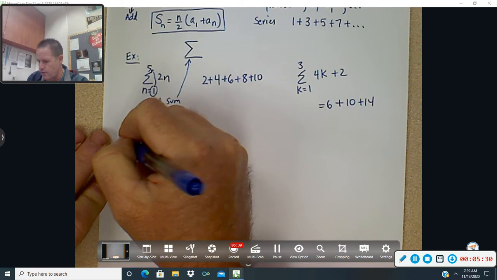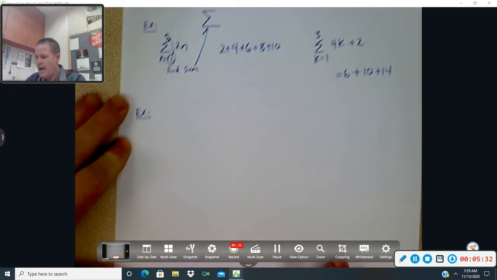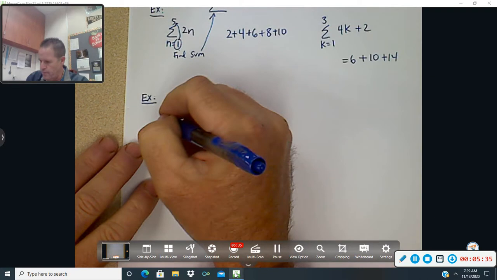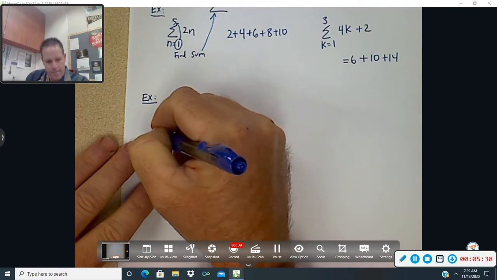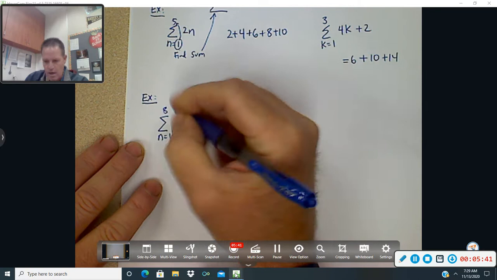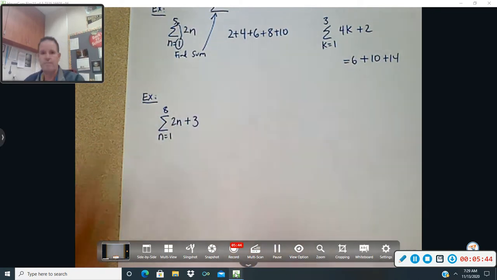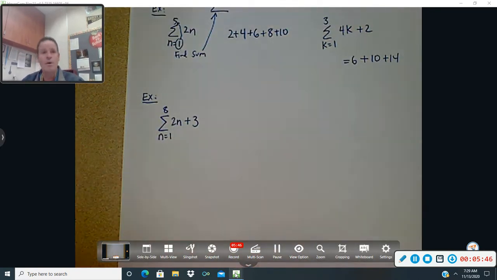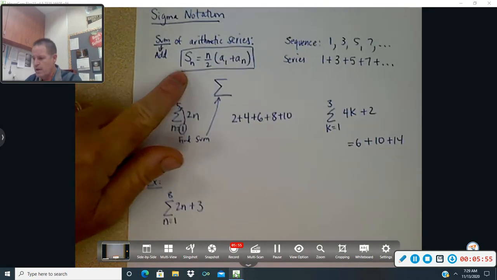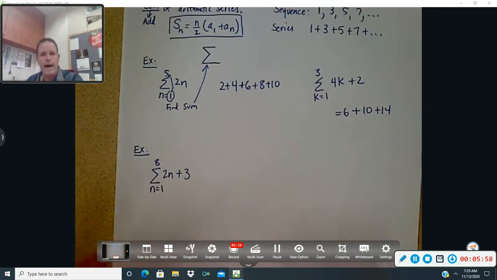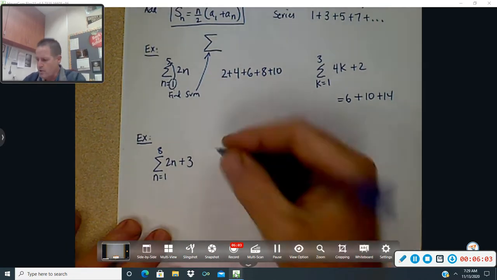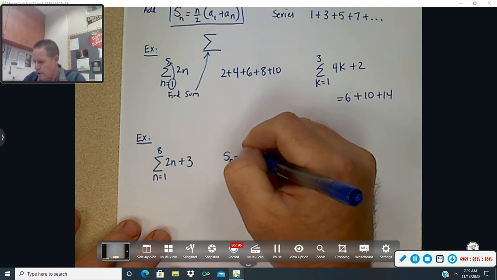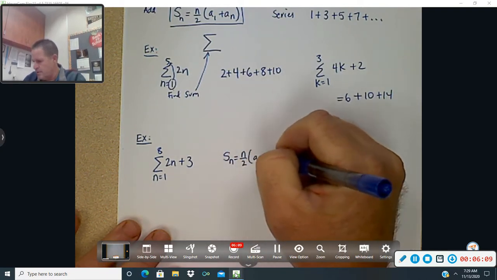So how are we going to do this using the formula with a higher number on top? Here we go. Let's say that I give you sigma from n equals 1 to 8 of 2n plus 3. Again, we are not going to plug in 1, 2, 3, 4, 5, 6, 7, 8. That's too much work. What we're going to do is use the sum formula that I gave you up here, because these things are arithmetic. I'll talk a little bit more about how you know it's arithmetic in class. Right now, just trust me, it's arithmetic, what I'm giving you. So we're going to use the formula: S sub n equals n over 2 times a sub 1 plus a sub n.